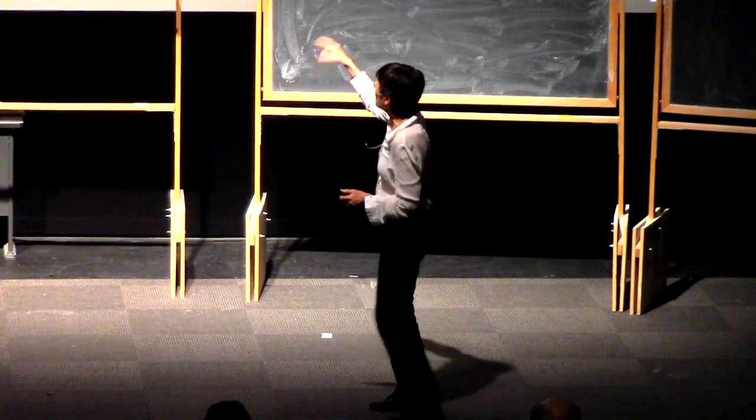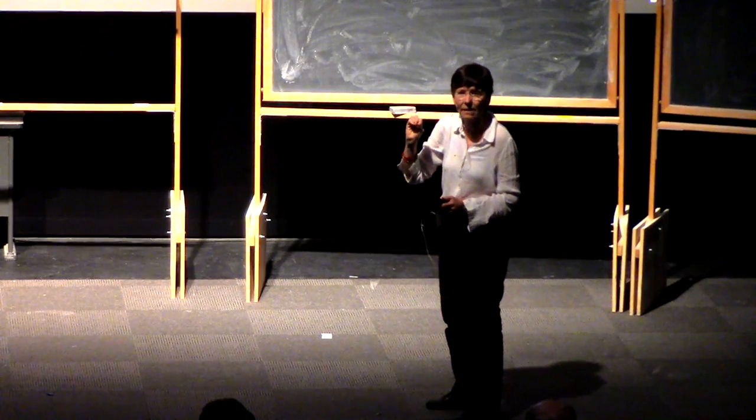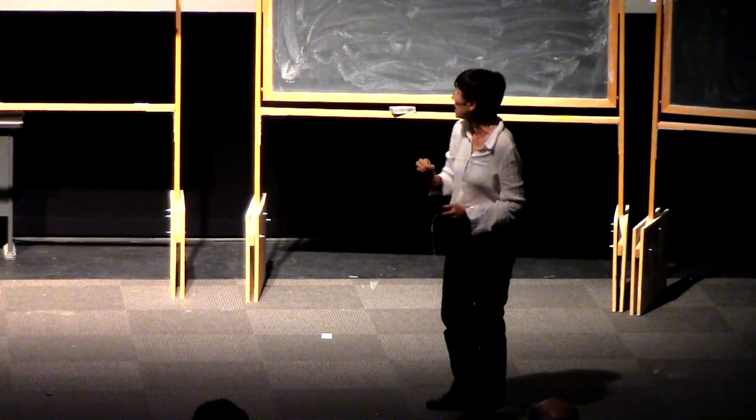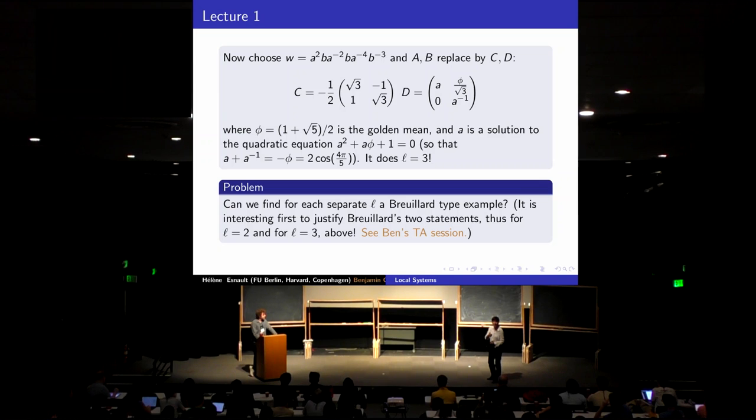So the problem: can we find for each prime number L a Breuillard type example? We have one for L equals 2, one for L equals 3. So it's not integral at 2, it's not integral at 3.